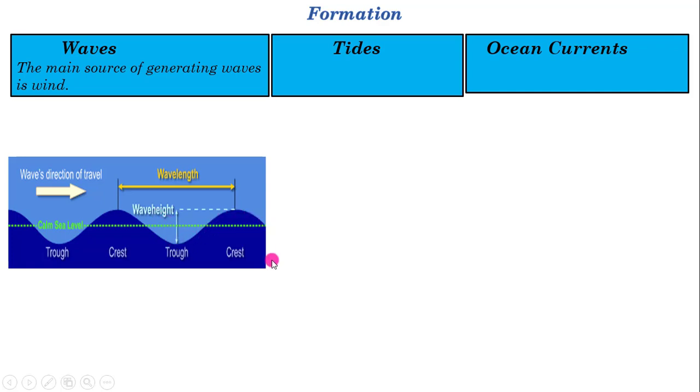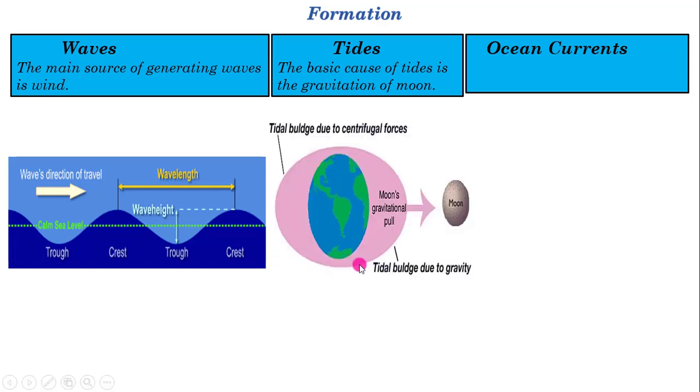Let's turn to the formation of tides. The basic cause of tides is the gravitation of moon. We know that Earth rotates around the sun and the moon rotates around the earth. Sun as compared to the moon is more distant from the earth, so the effect of moon's gravitation on earth is more than sun's gravitation. So here the gravitational attraction of the moon causes the ocean water to bulge out in direction of the moon. At the same time, another bulge is created on the opposite side of the earth due to the centrifugal force.